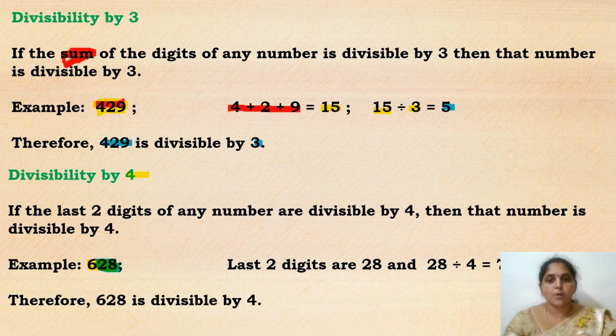So read your 4 table. 4 ones are 4, 4 twos are 8, 4 threes are 12, 4 fours are 16, 4 fives are 20, 4 sixes are 24, 4 sevens are 28. So 28 is divisible in the 4 table. How many times is it divisible? It is divisible 7 times. 28 divided by 4 gives the answer 7. It is exactly dividing by 7. So the number 628 is divisible by 4.